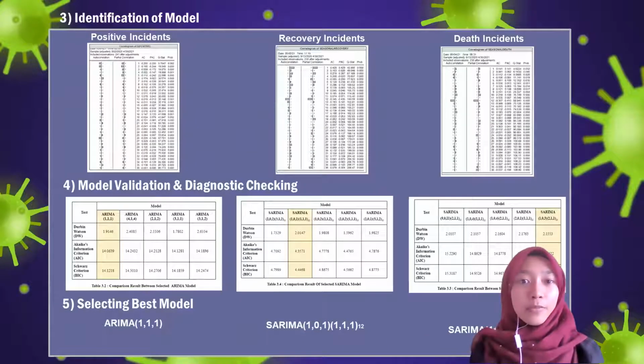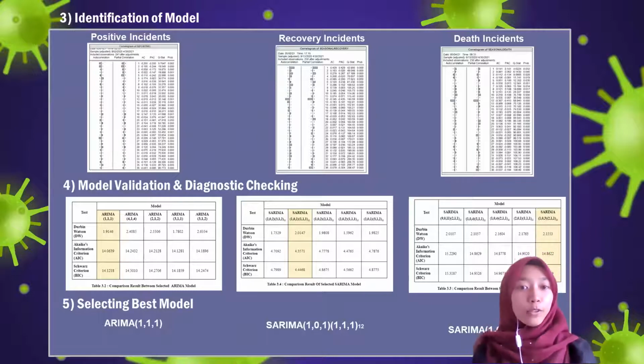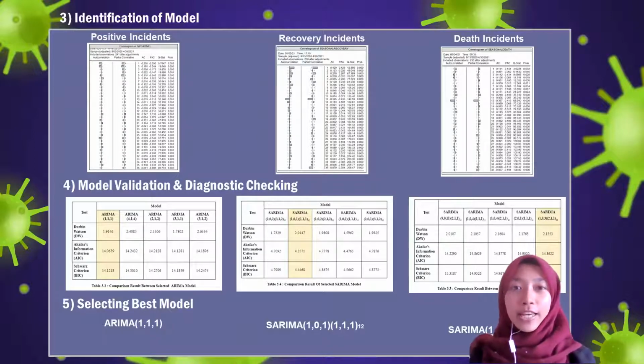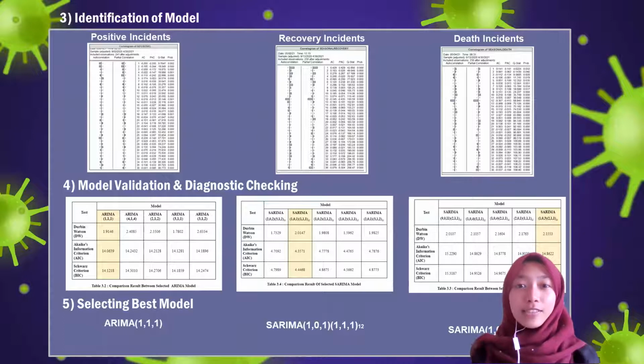Number three, performing identification of models. Simple assumption by looking at the spikes and output of ACF and PACF on the models in step 2 might be inaccurate. Thus, several possible models of ARIMA and SARIMA will be specified and tested for diagnostic checking. Number four, model validation and diagnostic checking.